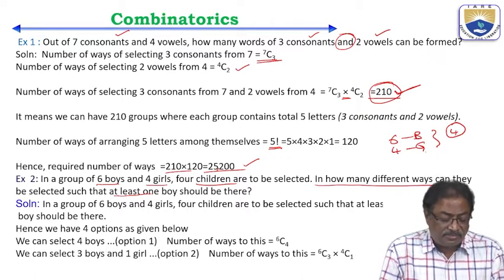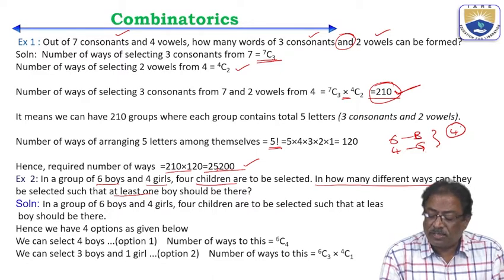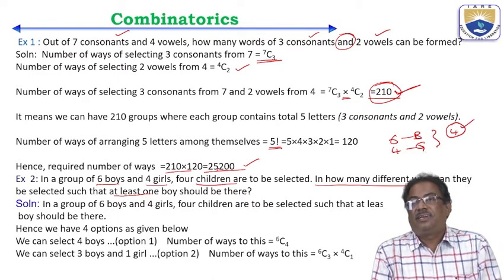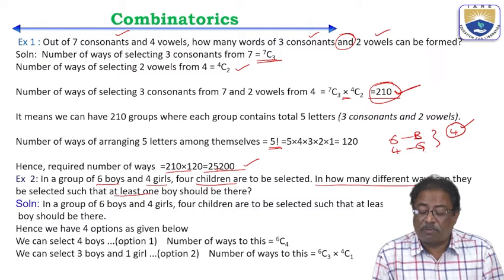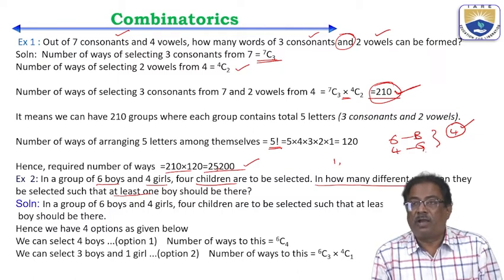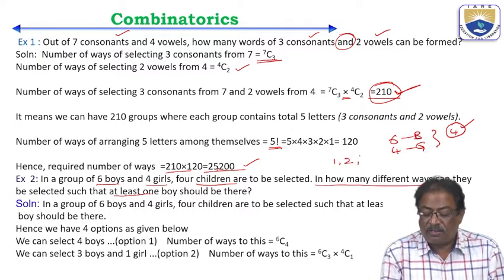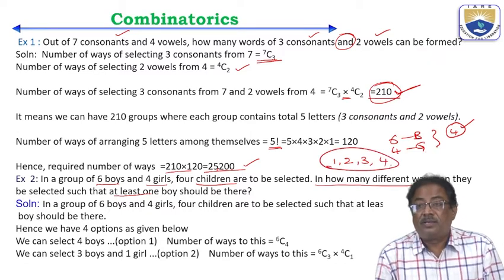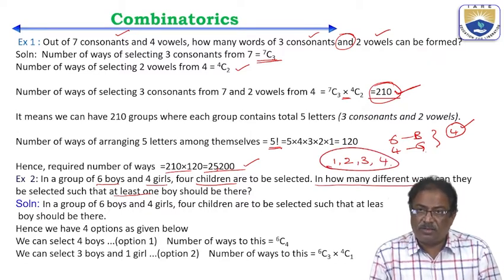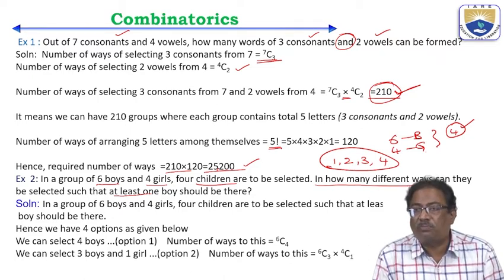The condition is that at least 1 boy should be there in these 4 children. At least 1 boy means 1 boy will be there, or 2 boys will be there, or 3 boys will be there, or 4 boys will be there. At least 1 boy means the group consists of either 1 boy or 2 boys or 3 boys or 4 boys. There are 4 options we'll have.